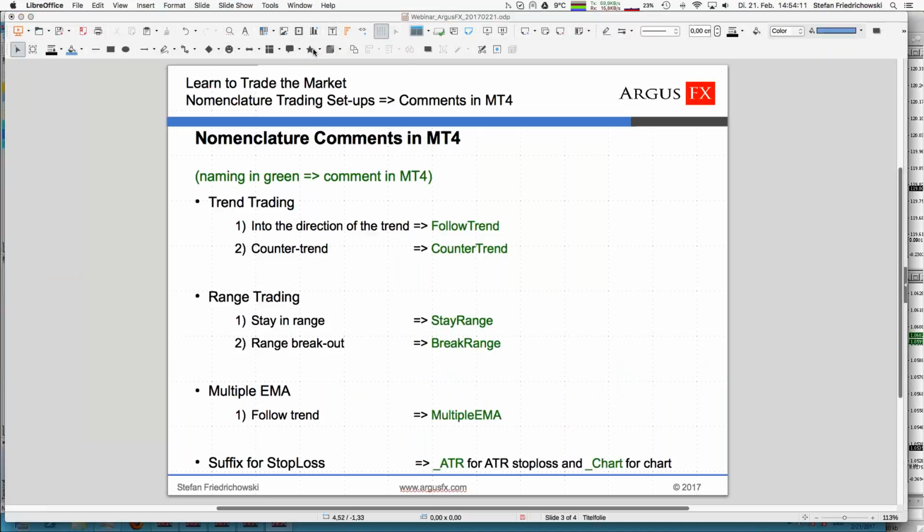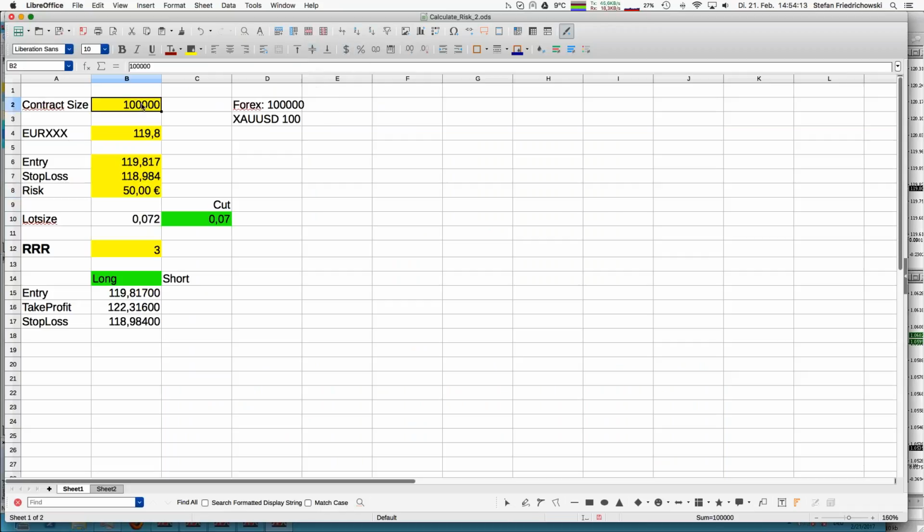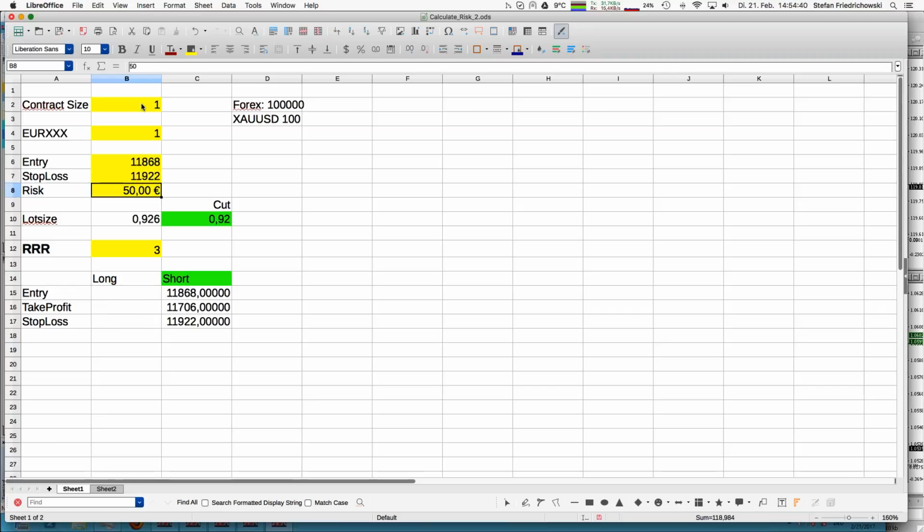So with calculation, and you might still know that contract size for DAX trading is exactly 1. The DAX is priced in euro, so the exchange rate is 1. And now the entry price for our trade would be 11,868, and our stop loss would be 11,922. And you see, lot size is calculated to 0.92.